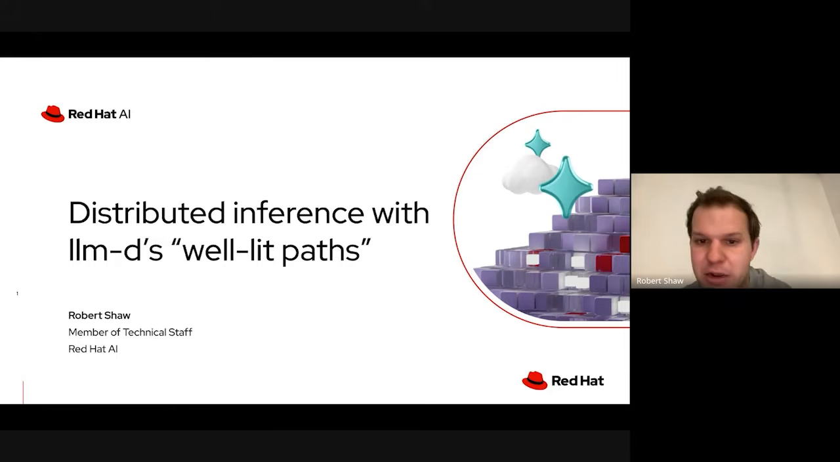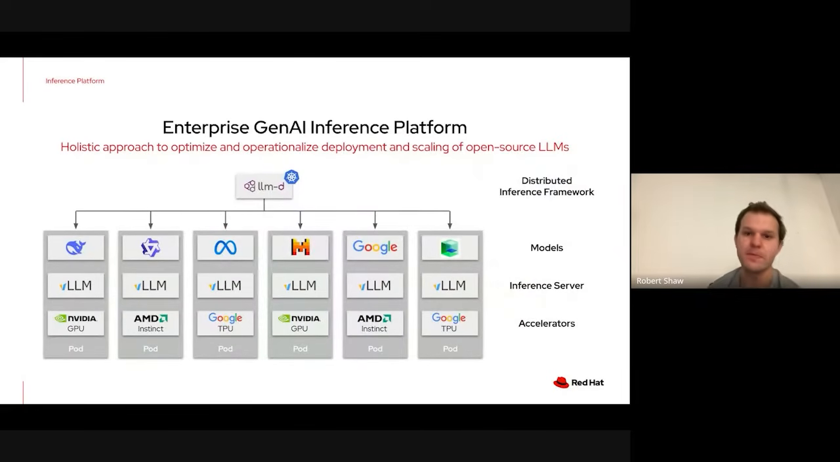Today I'm going to talk a little bit about distributed inference with llm-d. I'll talk about how llm-d fits into an enterprise's AI inference serving architecture and some of the features that we have that help to optimize inference at a cluster scale.